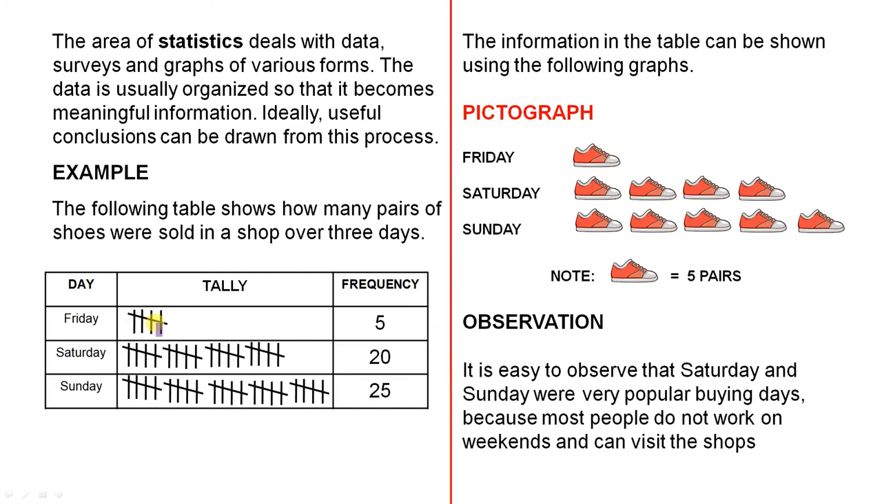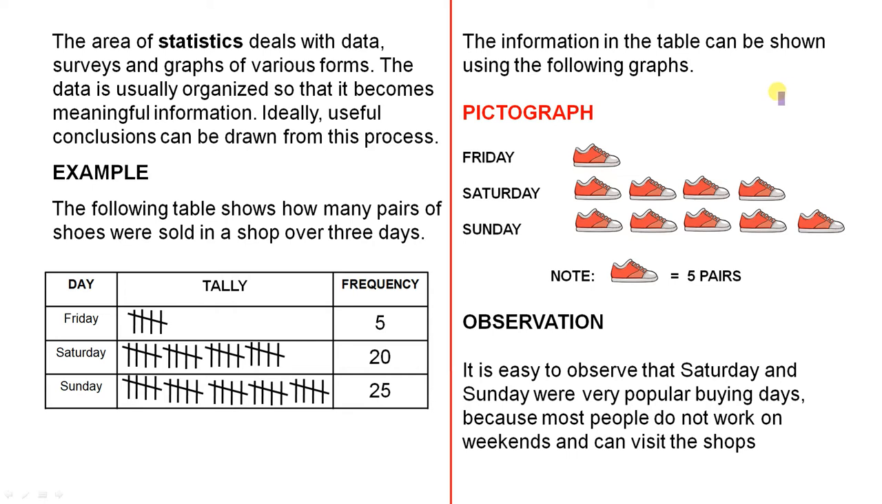So when you see a bundle like this with a stroke across, that gives you 5. So this must be 5, 10, 15, 20. And that's 5, 10, 15, 20 and 25. So they are the 3 amounts that were sold over the 3 days. Now the information in the table can be shown using the following graphs.